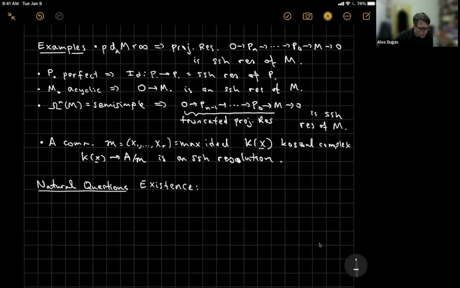Naturally we want to know for which algebras or rings A, or for which modules or complexes M, do SSH resolutions exist. And maybe more importantly, what are they good for? What are the consequences for A or for a module M of it having an SSH resolution?